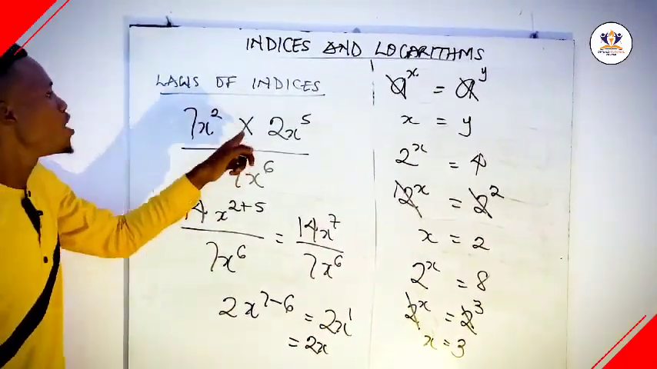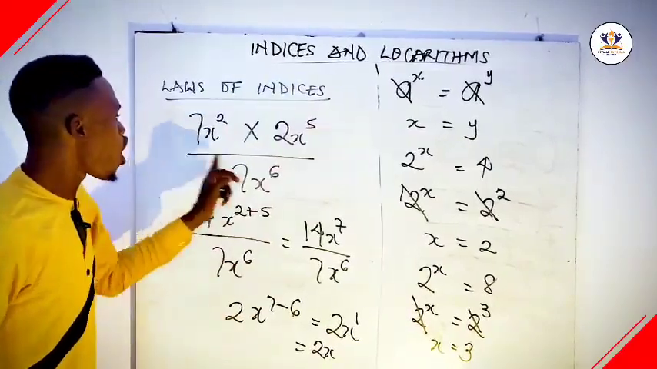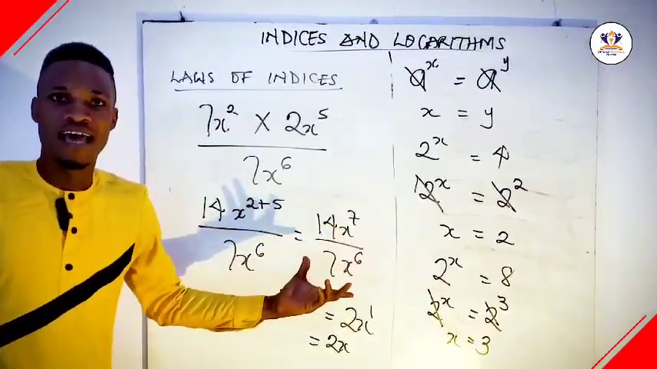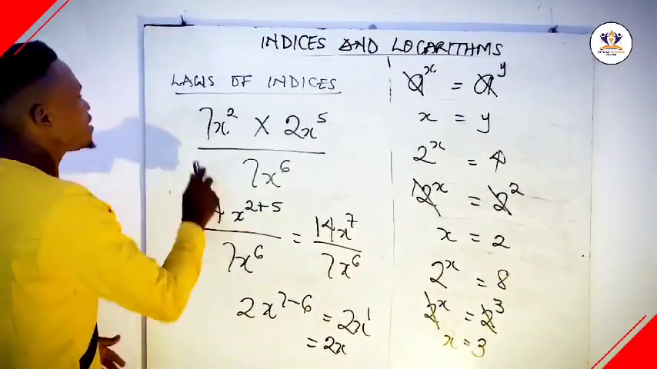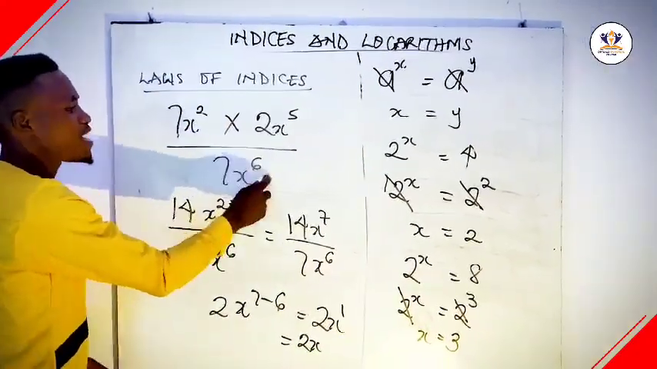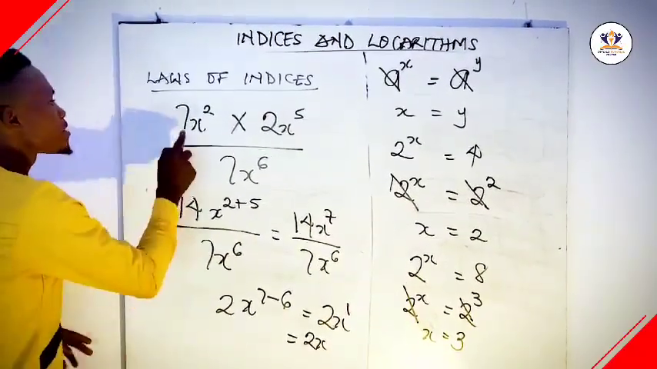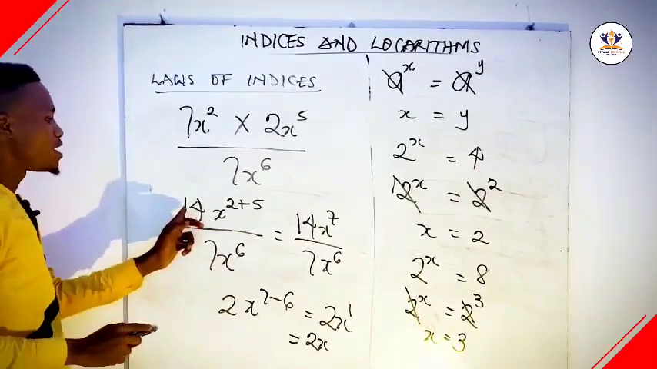Let me come back again. 7x raised to power 2 times 2x raised to power 5 all over 7x raised to power 6. People can decide to solve it like this. Another person can say, I will write 7x squared all over 7x squared. Well, that one will be a long method. So what you just need to do is multiply 7 times 2. That is 14.